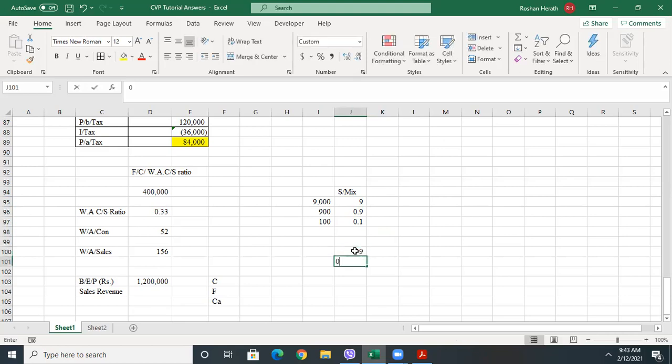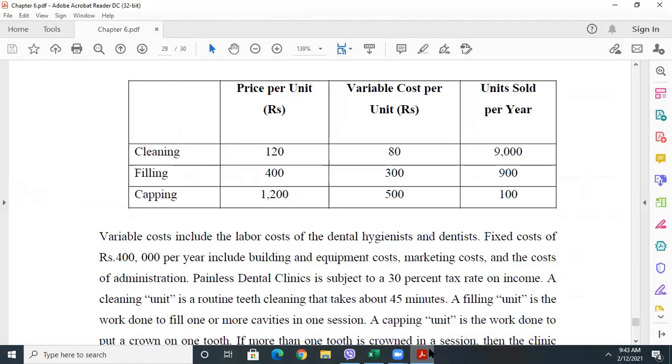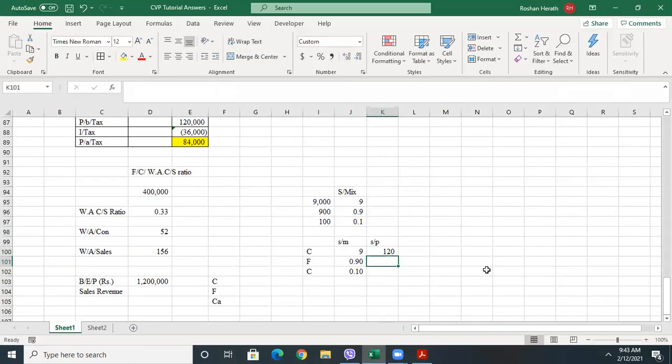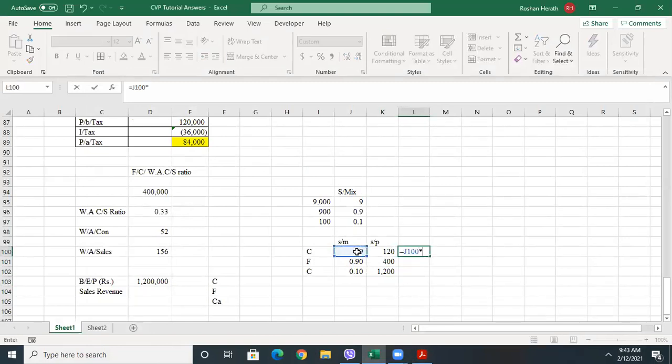එතකොට අපිට පුළුවන් ඒකක තියෙන්නේ මේ විදිහට. එතකොට මේක sales price එකකින් simply multiply කරා නම් හරි. cleaning, filling සහ capping අතර තියෙන මේ sales mix එක පුතාලා multiply කරන්න sales price එක. එතකොට මෙතන තියෙන sales price එක කීයක්ද? 120ක්. මේක 400යි, මේක 1200. එතකොට මේක multiply කරලා ගත්තොත් ඔන්න ඔයාලට එනවා sales revenue අතර තියෙන අනුපාතය.